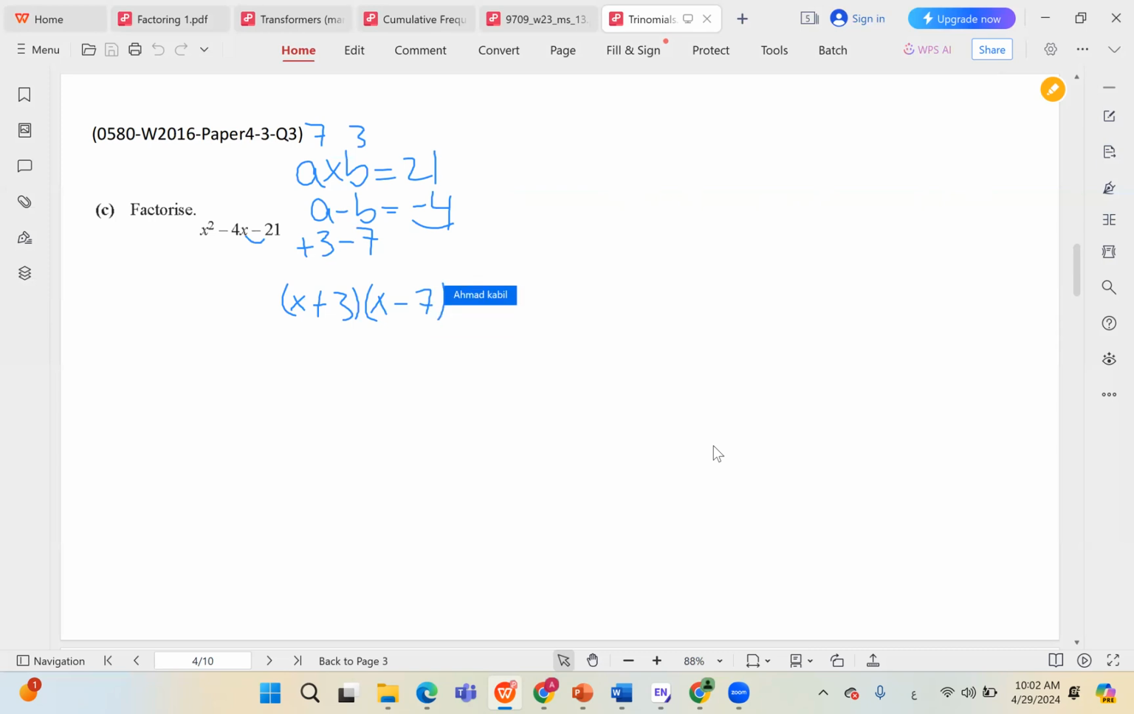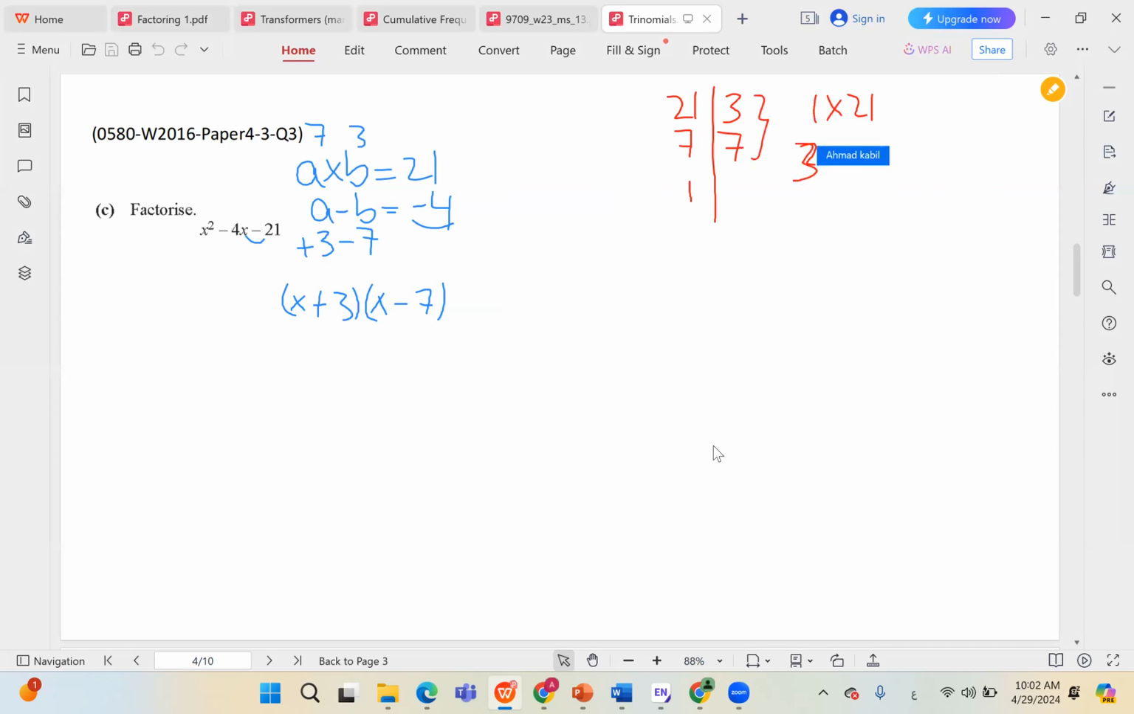If you're feeling that this is too fast for you to keep up with, you can always write 21 like we did before, and you divide by 3 and you get 7, divide by 7, you get 1. And then you start writing the factors, 1 times 21. 2 does not exist here, so just ignore it.